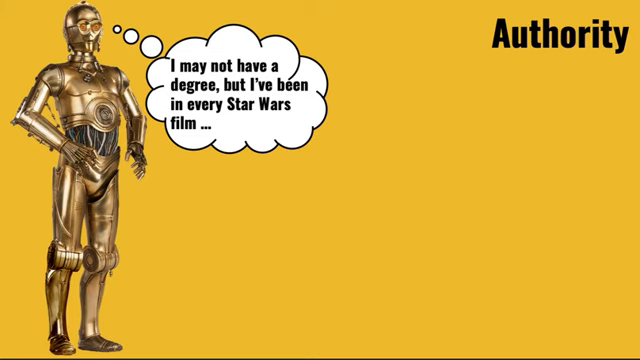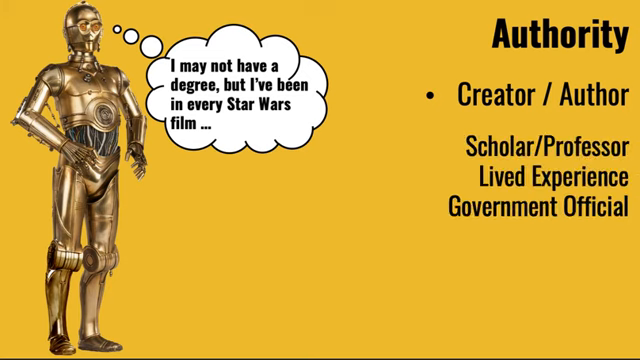Next is authority. Who is the creator or author of the resource you're looking at? We want to try to find what their credentials are, meaning what makes them an expert on the topic they're discussing. Are they a professor on the topic? Did they live through the event they're discussing? Are they a government official? These are all credentials that could make someone an expert in their area.